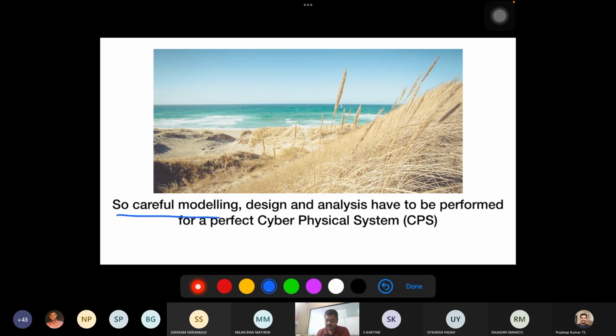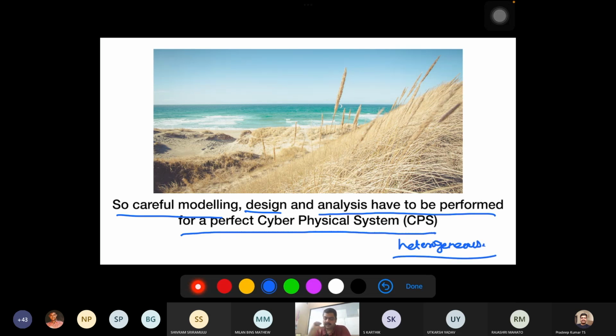So careful modeling, design, and analysis have to be performed for a perfect cyber physical system, as it is completely heterogeneous. So in your case, how can you design a heterogeneous system? That's what this entire subject is. We are going to deal with that.